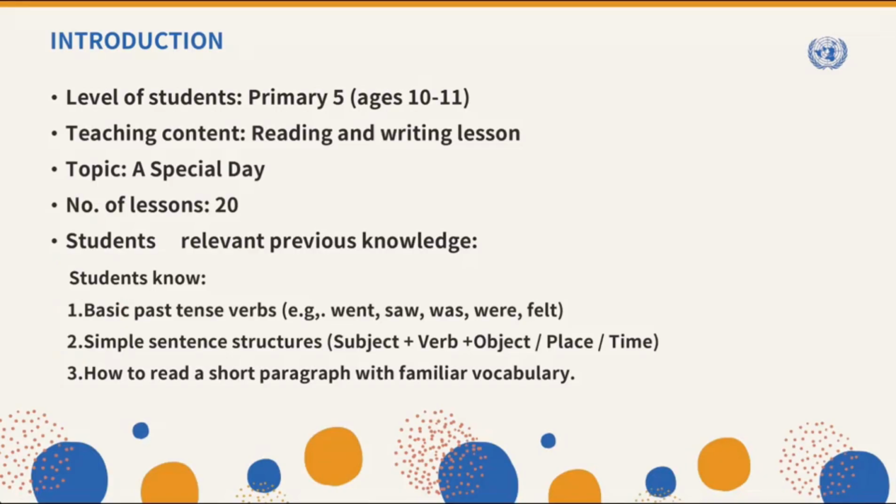Our course is a reading and writing lesson, a special day designed for primary 5th students, aged 10 to 11. There are 20 students in this class, and our group focuses on the key writing lesson about 6 narrative elements. Before this lesson, students already have some basic English knowledge. They know simple past tense verbs. They can also use basic sentence structures, and they can read short paragraphs with common words.